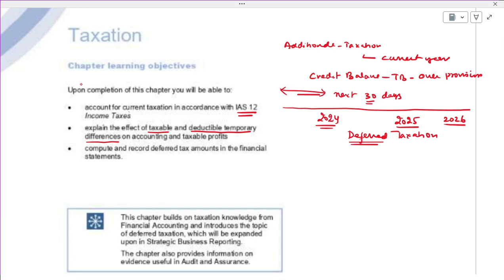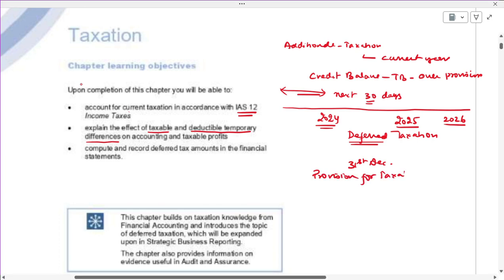Temporary difference: usually you have to pay tax by the 31st December reporting date. Definitely we are going to make a provision for taxation. Whenever there is a provision for taxation, we are making an estimate. Sometimes the estimate will be positive, sometimes you will have a shortage.